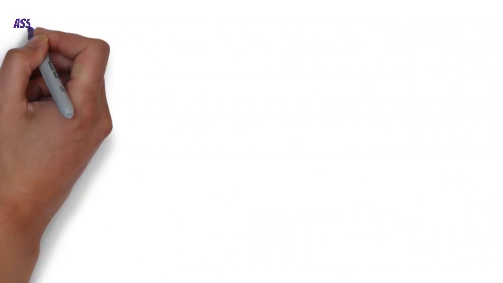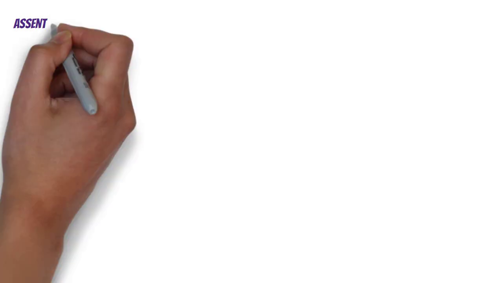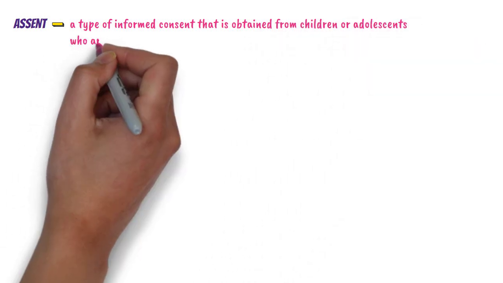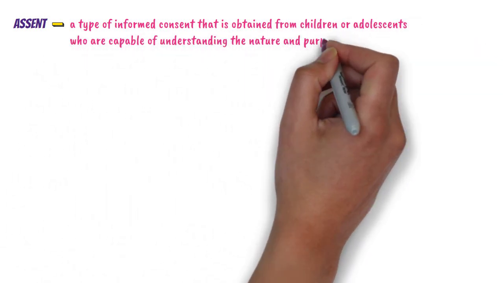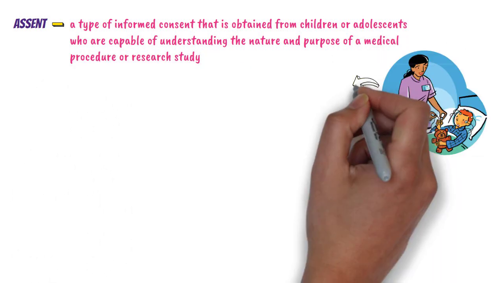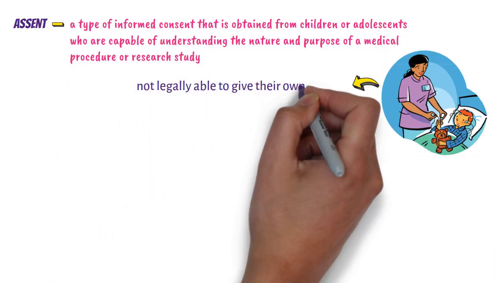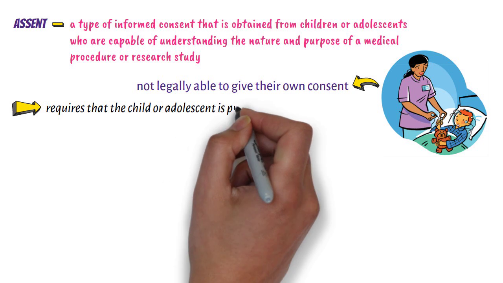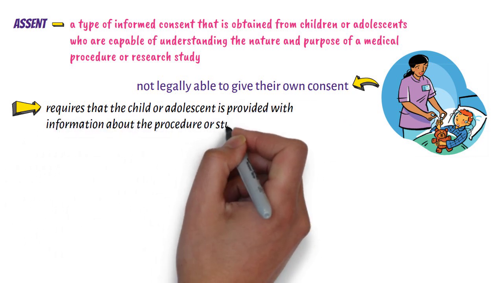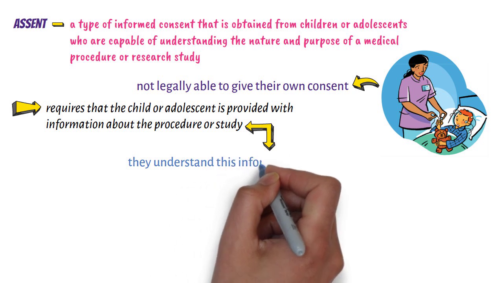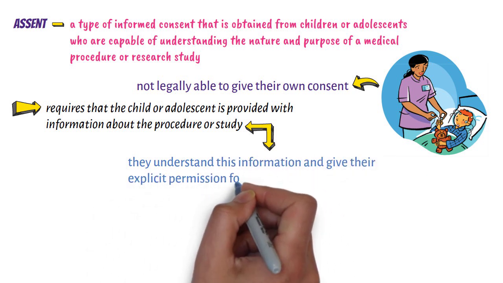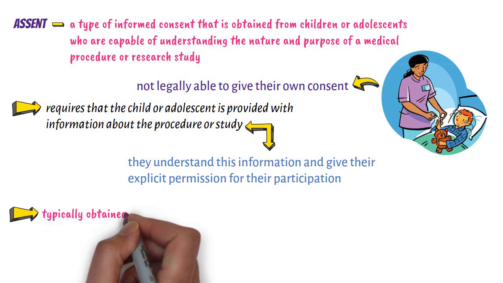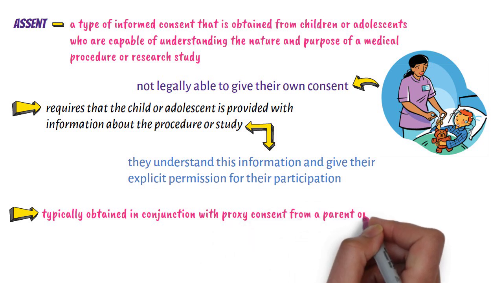Sixth, assent. Assent is a type of informed consent that is obtained from children or adolescents who are capable of understanding the nature and purpose of a medical procedure or research study, but who are not legally able to give their own consent. Assent requires that the child or adolescent is provided with information about the procedure or study, and that they understand this information and give their explicit permission for their participation. Assent is typically obtained in conjunction with proxy consent from a parent or legal guardian.